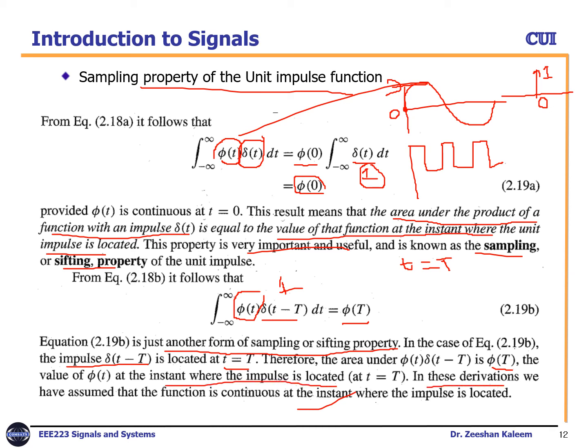In these derivations, we have assumed the function is continuous at the instant where the impulse is located. So this is the sampling property of the unit impulse. We can use that sampling property to get samples, and in the end it will be used to convert an analog to a digital signal.